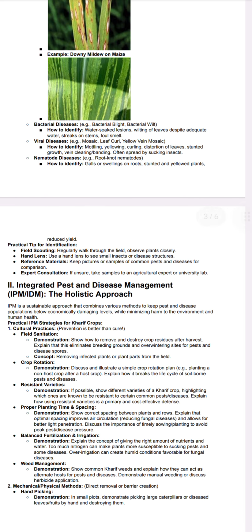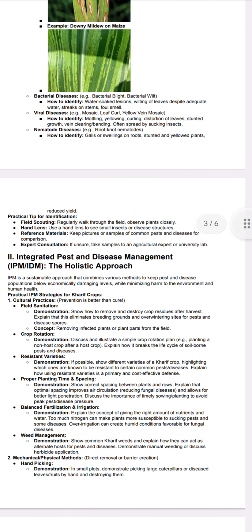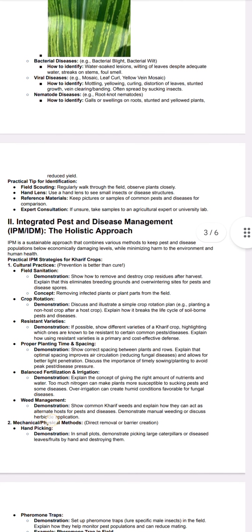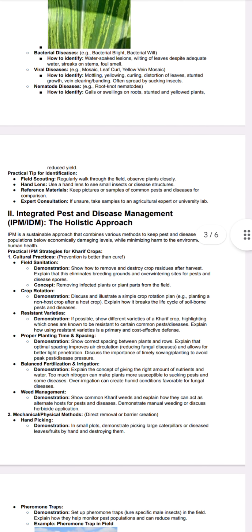Nematode diseases: root knot nematodes. How to identify root knot nematodes? Galls, formation or swelling on roots, stunted and yellowed plants, and reduced yield. Practical tips for identification: when we go to the field regularly, we need to walk through the field and observe plants closely. Use a hand lens to see small insects or disease structures. Reference materials: keep pictures or samples of common pests and diseases for comparison.